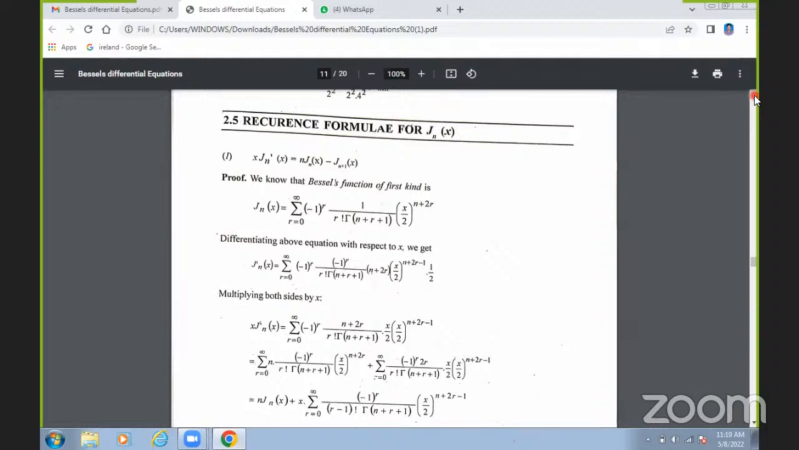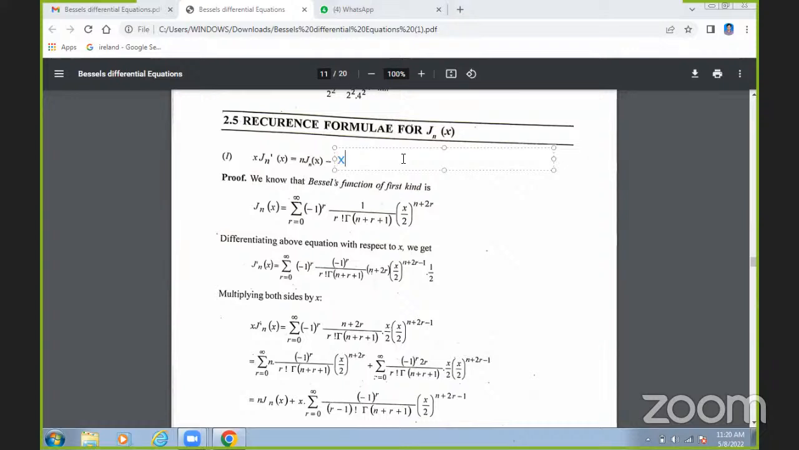The first recurrence relation is x J'n(x) equals n Jn(x) minus, here there is a mistake again. All of you note it down: this recurrence relation has been written wrong. The recurrence relation is x J'n(x) equals n Jn(x) minus x Jn+1(x).